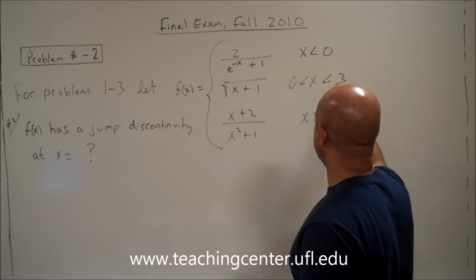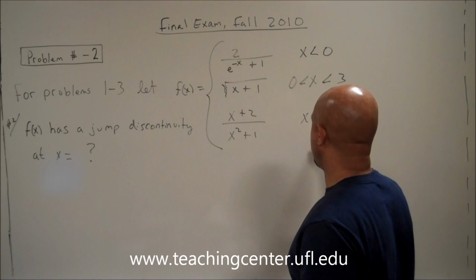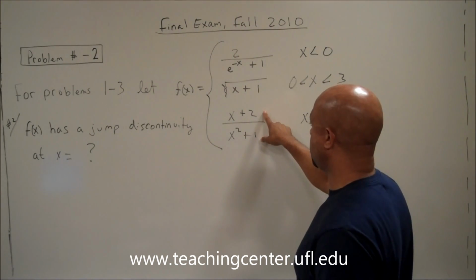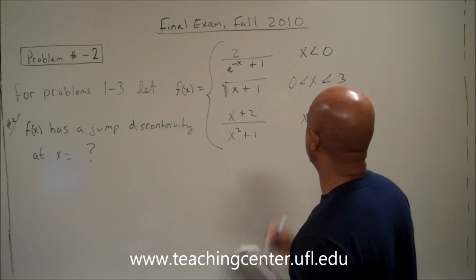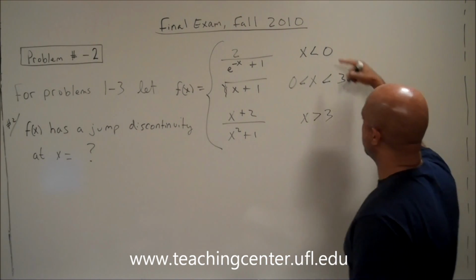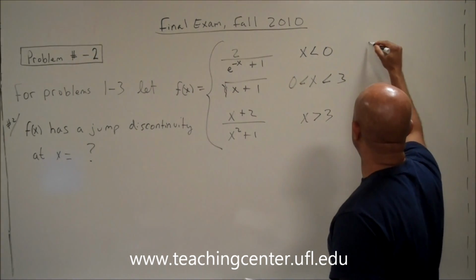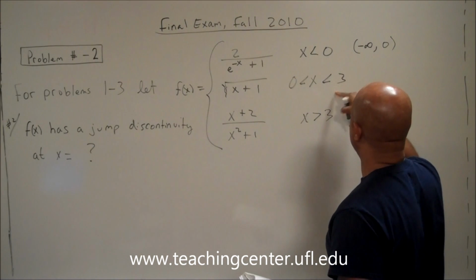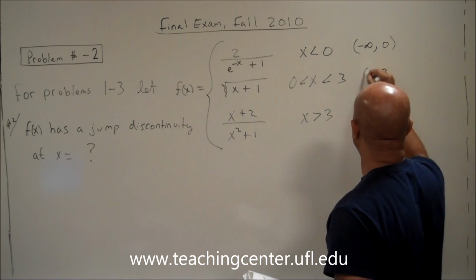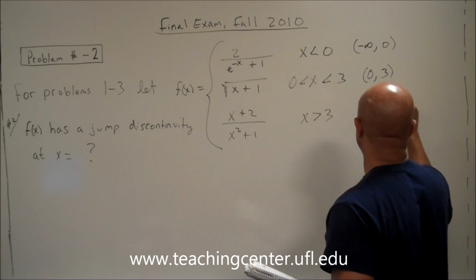For x between 0 and 3, it's going to be the square root of x plus 1. And for x greater than 3, we're going to have f of x equal to x plus 2 divided by x squared plus 1. So the intervals for the parts of the function are going to be from negative infinity to 0, this one's going to be from 0 to 3, and this one's going to be from 3 to infinity.